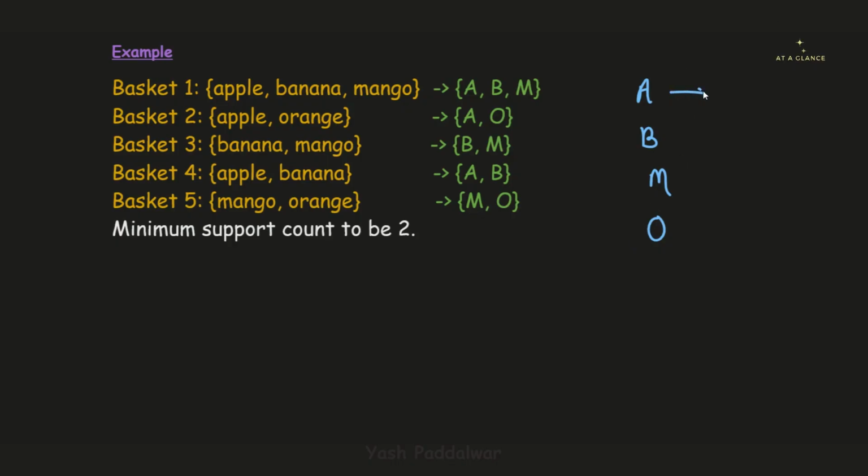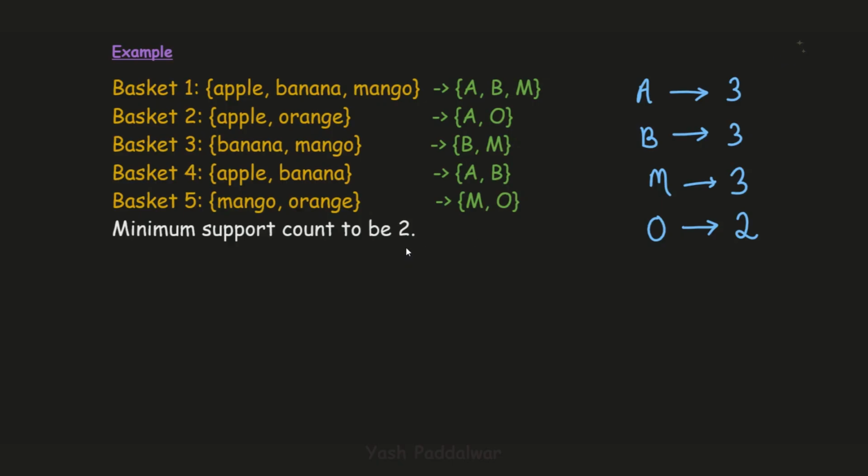Now we'll have to count the frequency of all these unique items. So for A, we'll have to check how many times A has got repeated in the entire transaction list. You can see A has got repeated 1, 2, and 3 times. Similarly, we'll have to check for B. It is repeated 1, 2, 3 times. For M, it is repeated 1, 2, 3 times. And for O, it is repeated only 2 times. So we'll write 2.